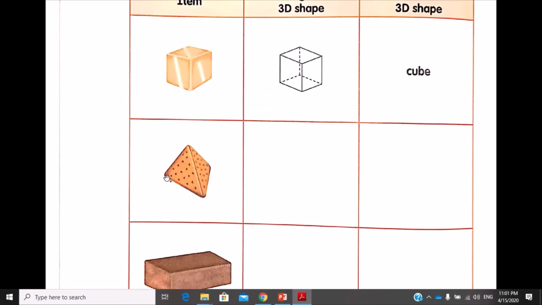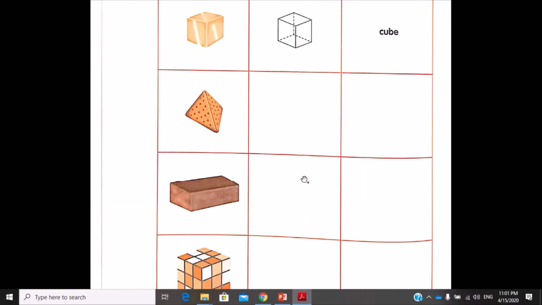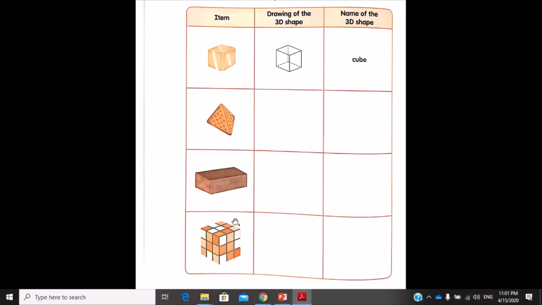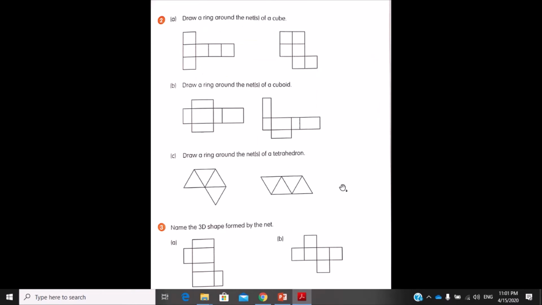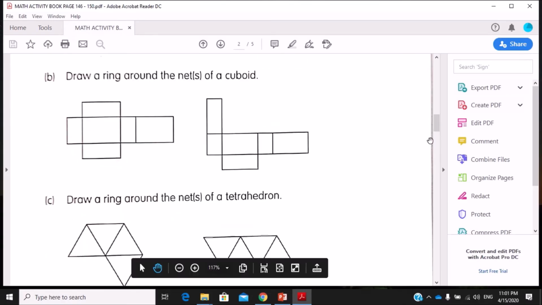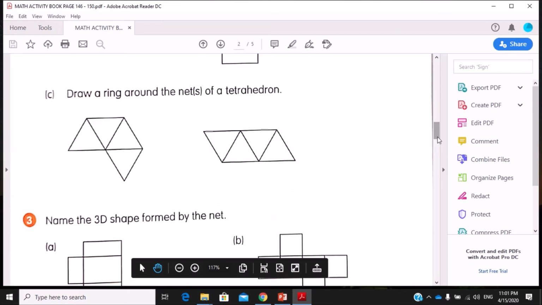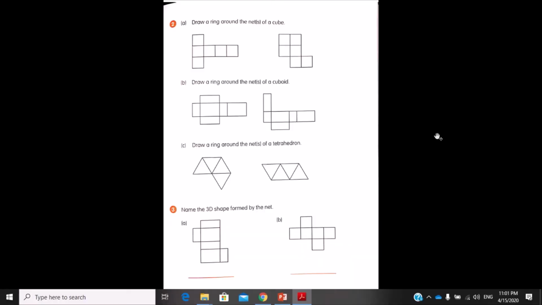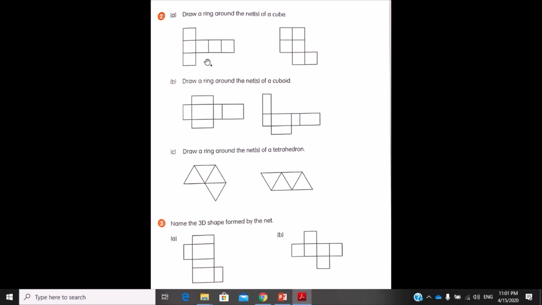If it's not clear, so try to draw the dotted lines around. Okay, so you can just draw all of these, and let's go to the next page now. Let me just try to make sure what page this is. 147. Okay, so for page 147, so we just draw a ring.